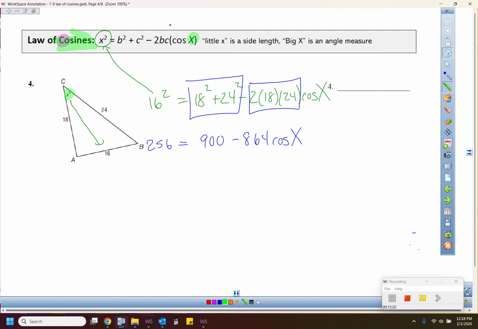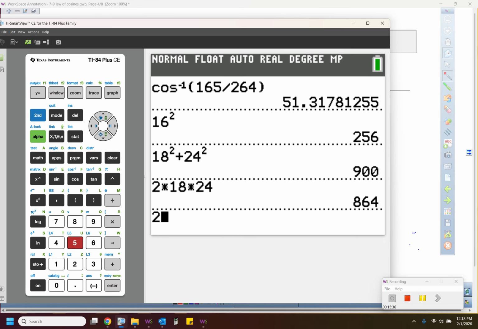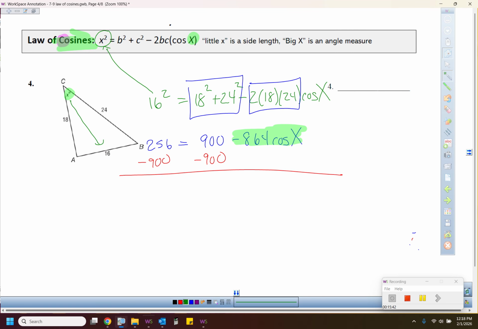So here's what we're trying to do. We're trying to get this all by itself first, right? He's the guy with the X in it. There's this stupid plus 900 hanging out with it. I need to subtract 900 from both sides. And if I punch that in, 256 minus 900, I get negative 644. Don't freak out that he's negative. He actually better be negative, because this guy over here will always be a negative times the cosine of x.